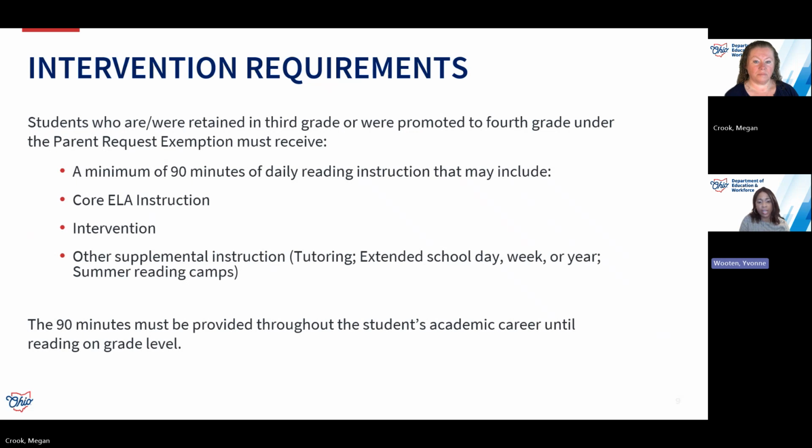Students who are or were retained in third grade and those promoted to fourth grade through the parent exemption must receive at least 90 minutes of daily reading instruction. This can include core ELA instruction, intervention, or other supplemental instruction like tutoring, extended school days, weeks, or year, and summer reading camps. These 90 minutes must be provided throughout the student's academic career until they are reading on grade level.